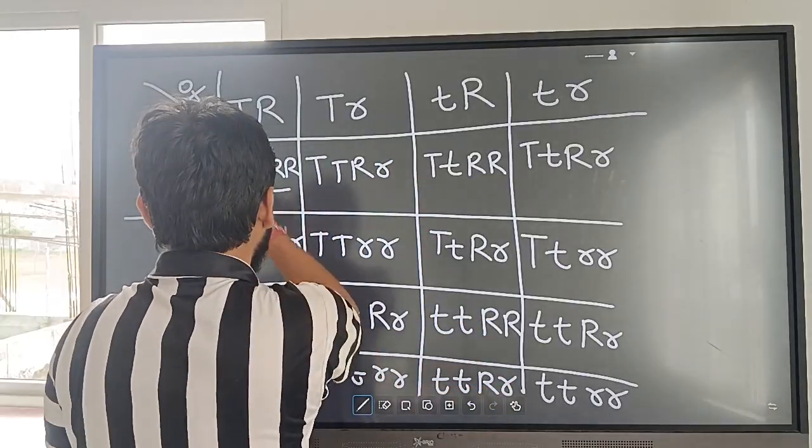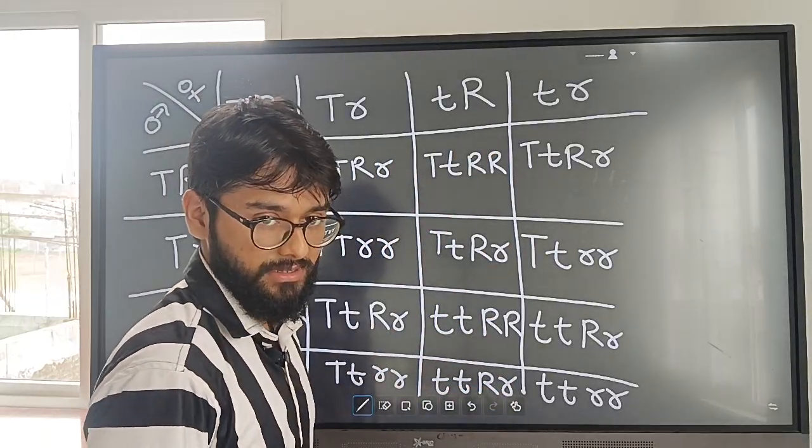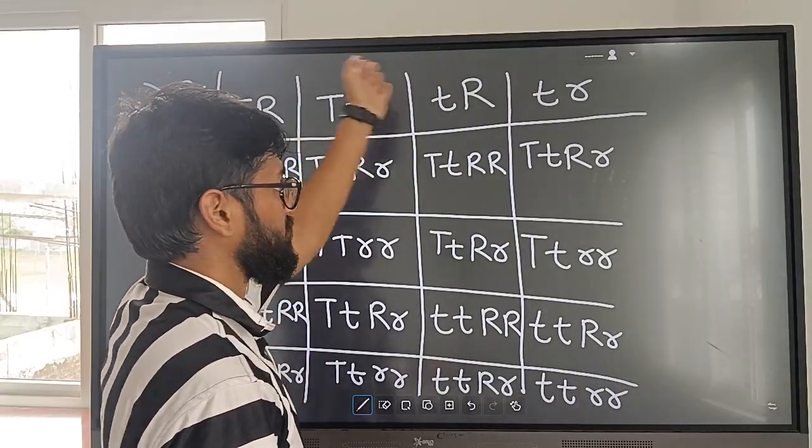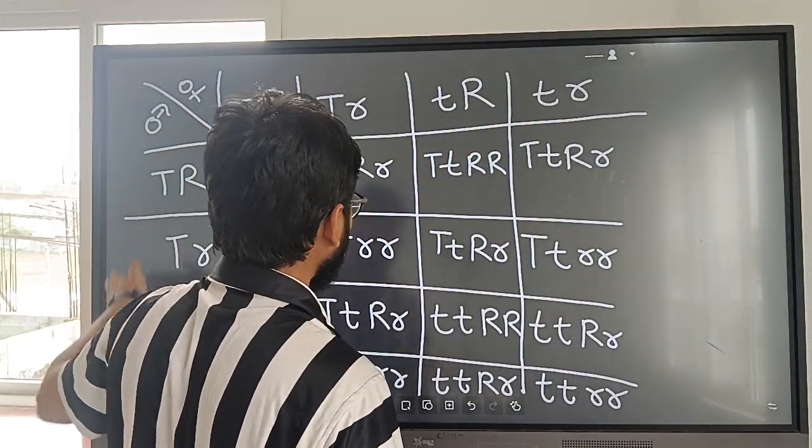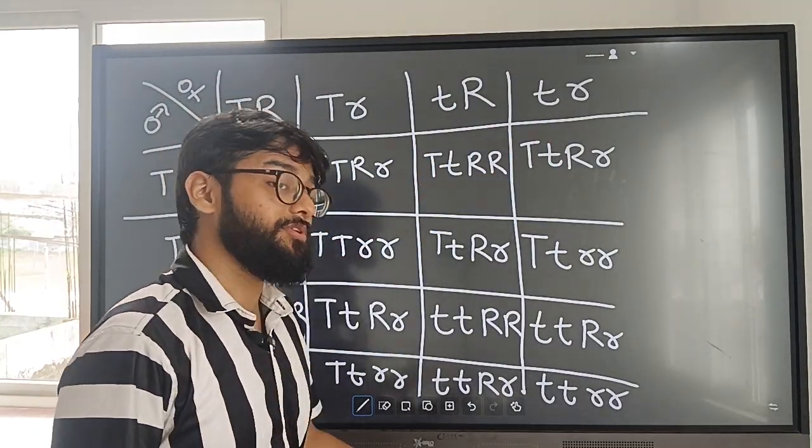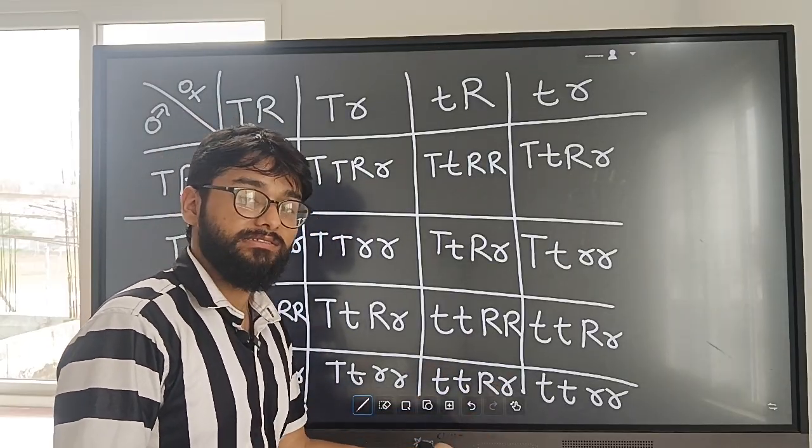Why? Because you have 4 on this side, you have 4 on that side. 4 gametes for female, 4 gametes for male. So the number of possible combinations that you will be getting is 16.